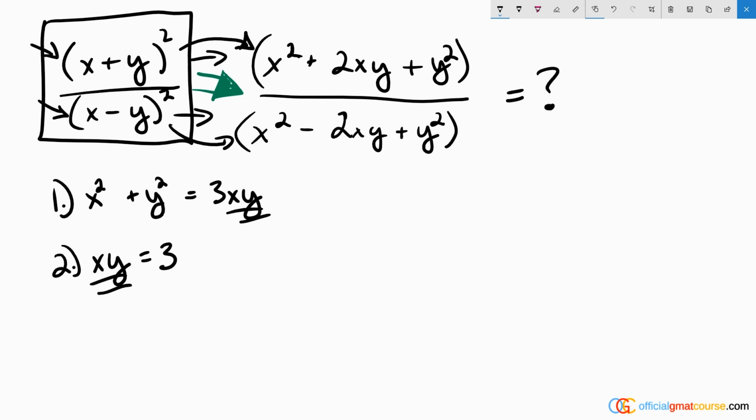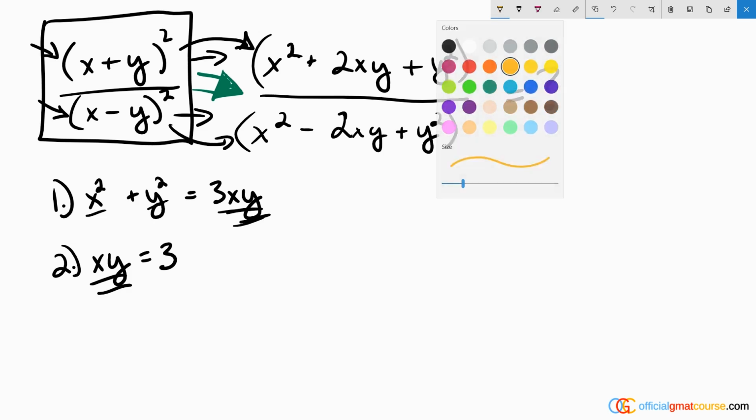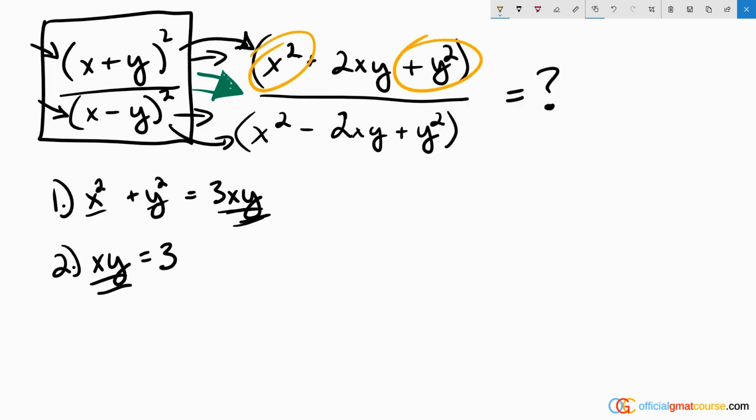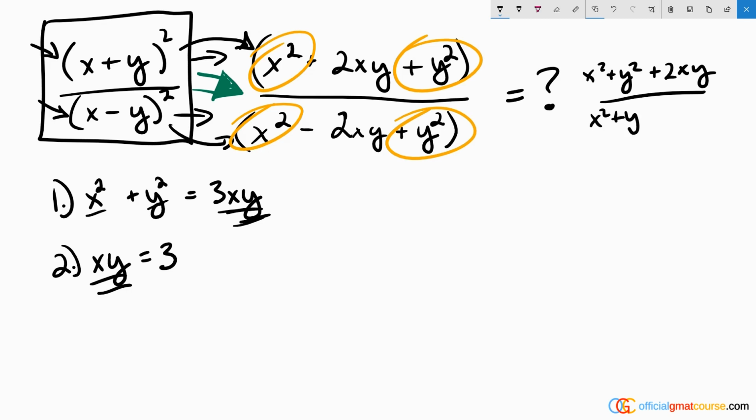Well, statement 1 tells us that x squared plus y squared equals 3xy. Okay, why would they tell us that? Well, let's see what we can do with it. Both the top and the bottom have x squared plus y squared. And since in addition and subtraction order doesn't matter, we can reorder that and say this is really x squared plus y squared plus 2xy over x squared plus y squared minus 2xy.